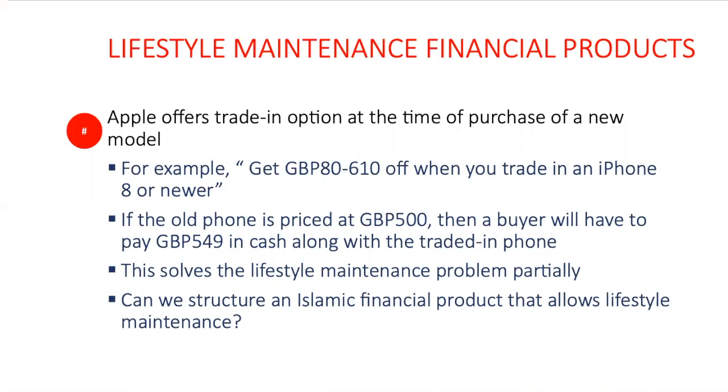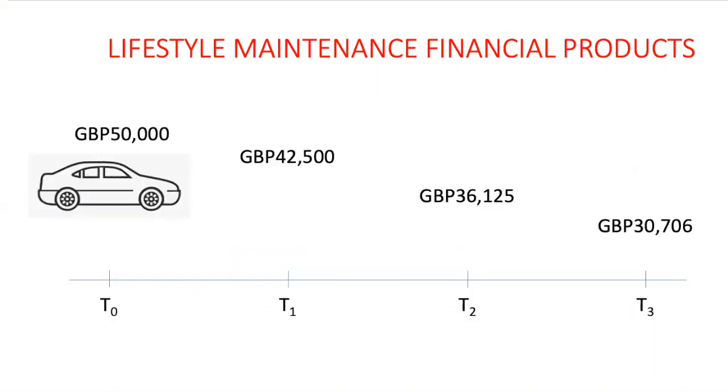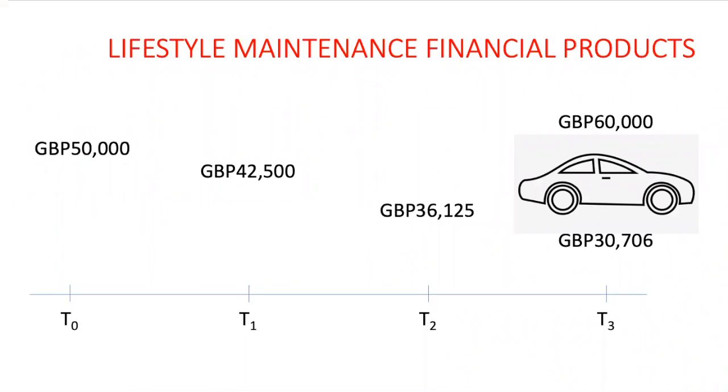Can we structure an Islamic financial product that allows lifestyle maintenance? Let us look at the example of the car first. A car which costs 50,000 today, in year one, deteriorates in value. Its value goes down to 40,500. Year two, this fetches a price of 36,125 only. Year three, this would be worth 30,706. I'm just applying one formula to come up with this depreciation. At the end of year three, if the new model of the same car costs 60,000, the person would require about 29,294, something like that. So that would be the deficit the person would be facing. And if there is a product which fills this gap, that product would be called a lifestyle maintenance financial product.